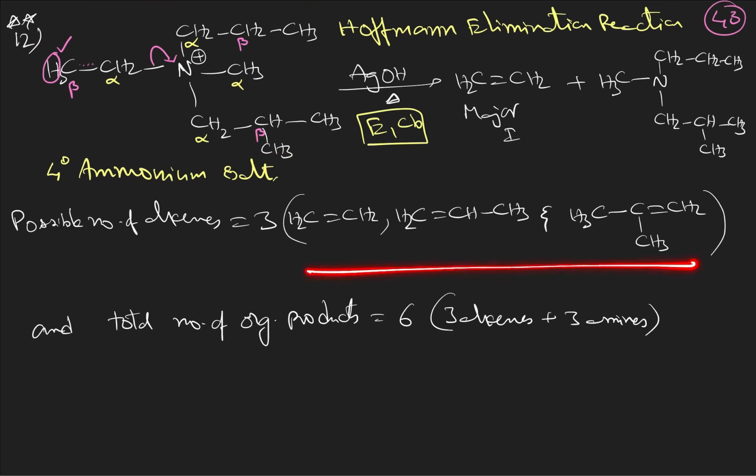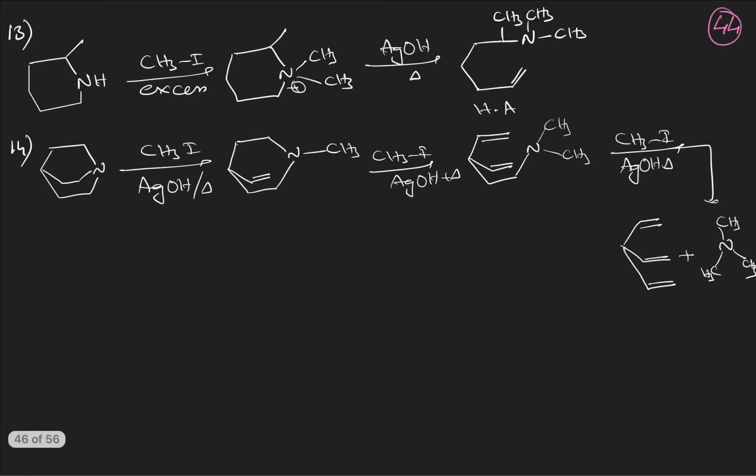But among all these 3 alkenes, this is the major alkene, because in this reaction, Hofmann alkene is the major product. So as the number of alkyl substituents increases, the percentage of product will decrease. That means the product percentage will be like this: major, then second major, and minor product. Then this also is one of the examples for Hofmann elimination reaction.